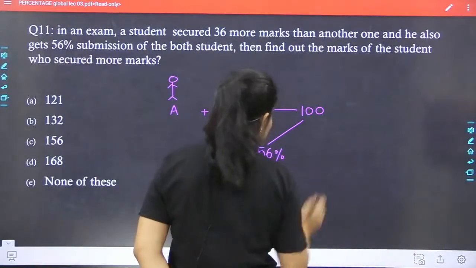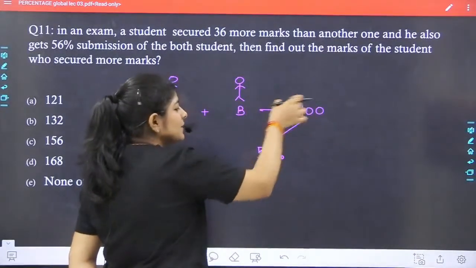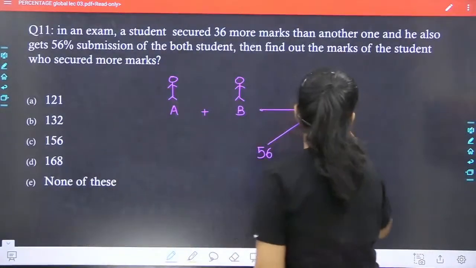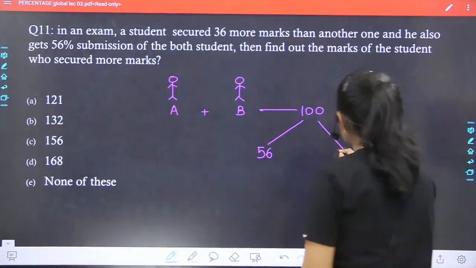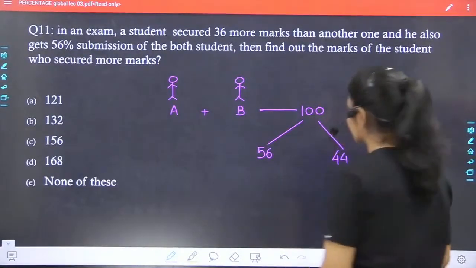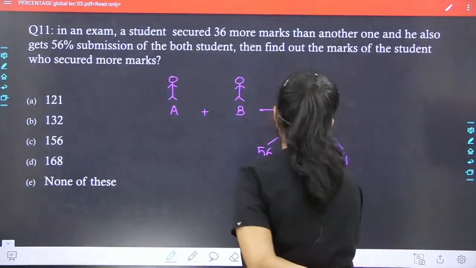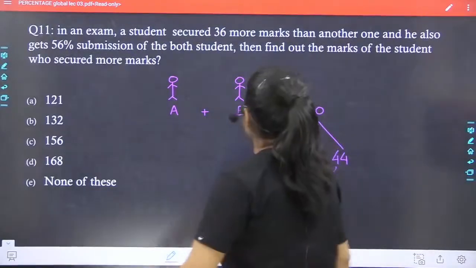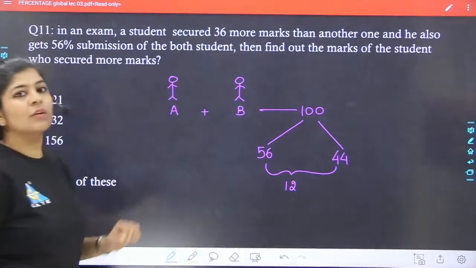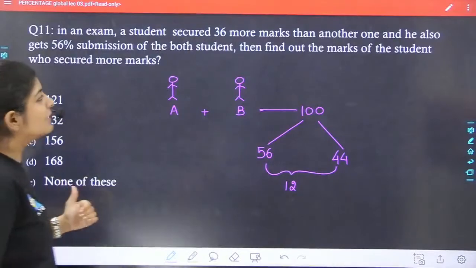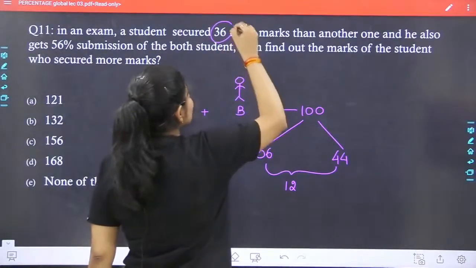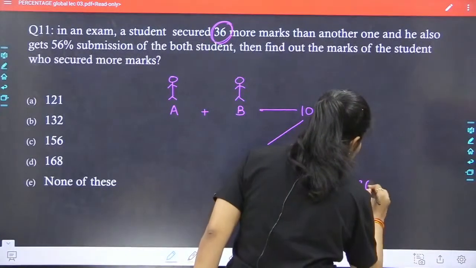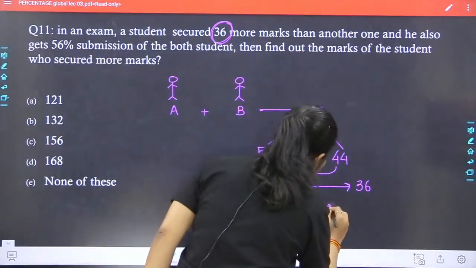If I calculate 56% of 100, I'll get 56. The remaining value is equal to 44. If I find the difference between these two, that is equal to 12. But it is given that the student who secured more marks secured 36 more. That means the value of 12 is equal to 36, which is a multiple of 3.